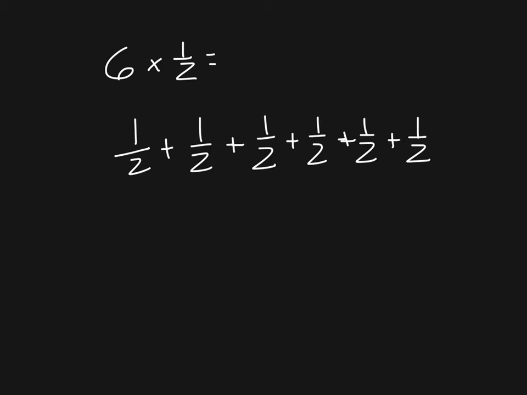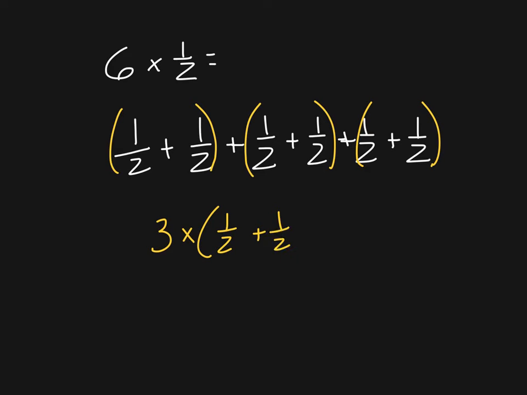I could look at this a slightly different way and see if I can make equal groups. I know that 1/2 plus 1/2 equals 1 whole. So what I could do is put parentheses around here for my groups of 1 whole. So now I have 3 equal groups of 1/2 plus 1/2. And I can rewrite that as 3 equal groups of 2 halves, which I know would be 3 because 2 halves is equal to 1. So 6 times 1/2, we could also say that that is equal to 3 times 2 halves.